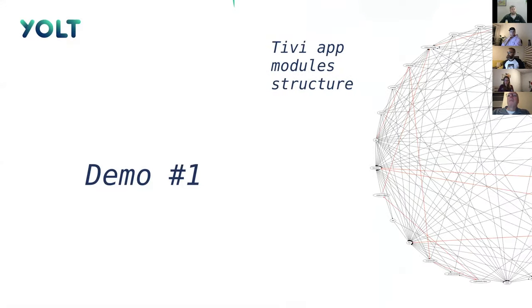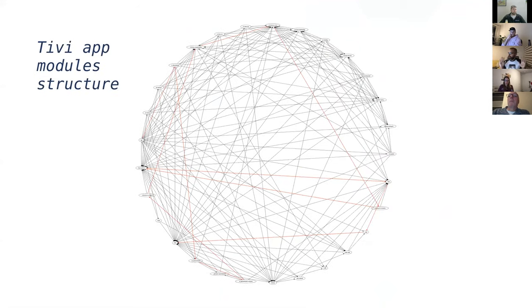Can I play it? Demo one's over. Sorry for sound effects. So this is a TV application. You see these modules, you see dependencies, so extra lines, a lot of lines. So you can imagine that it's only 25, 28 modules, and it's already so complex. You can imagine what happens with a project which is 100 modules or even more.